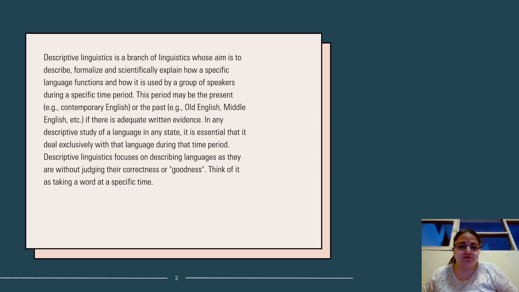Descriptive linguistics focuses on describing languages as they are, without thought to their correctness or goodness. Think of it as taking a snapshot of a language at a specific time.